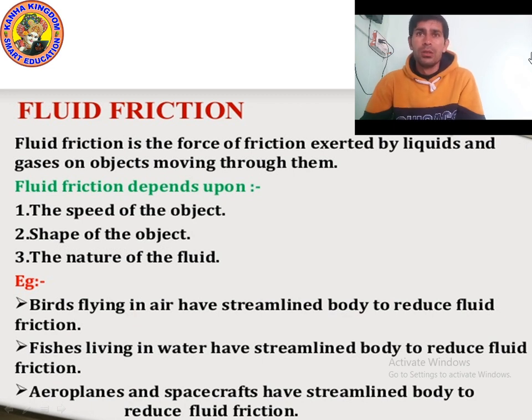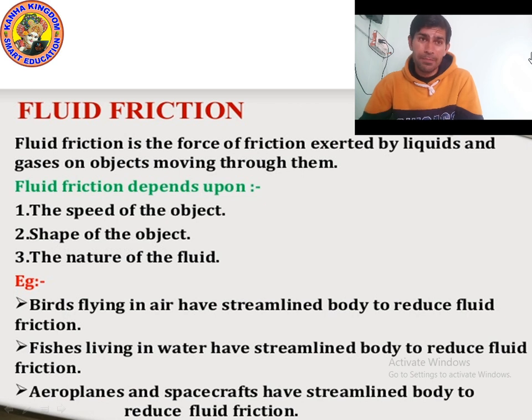Fluid friction also depends on some things. It depends on the speed of the object, on the shape of the object, and on the nature of the fluid. It is applied by liquid and gas on those objects which are moving through them.